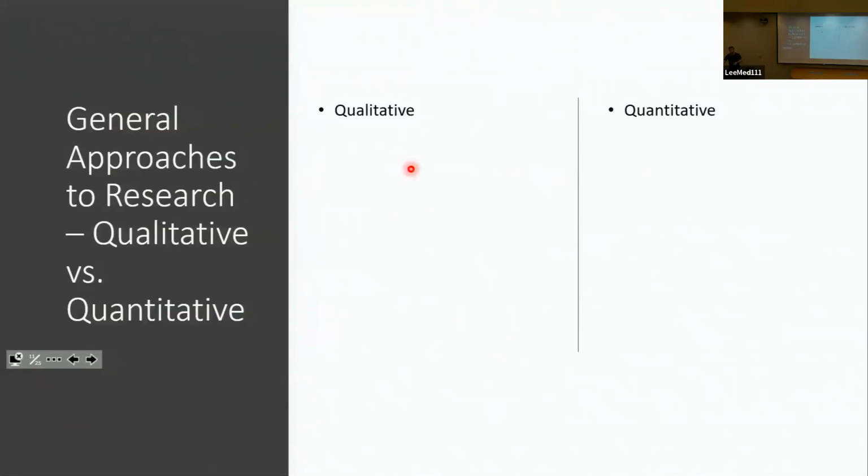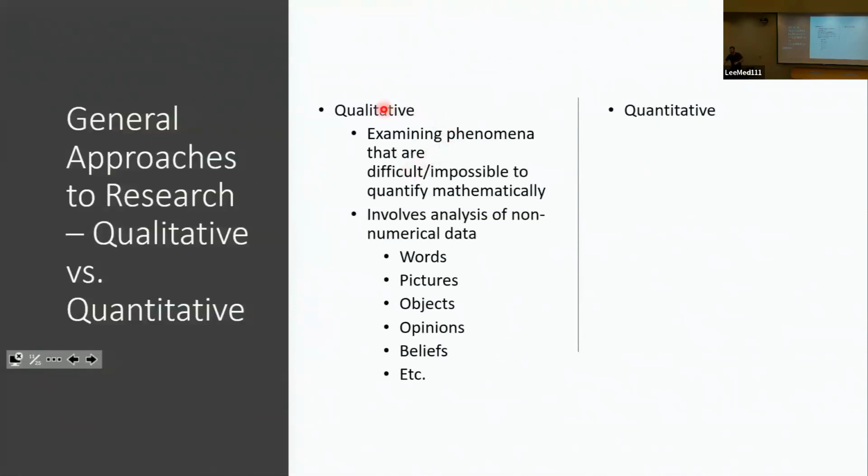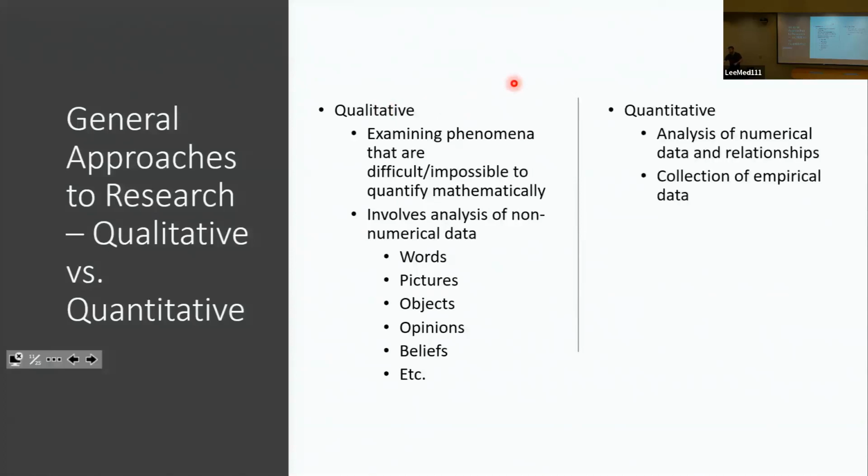With qualitative research, what we're doing is examining phenomena that are difficult or impossible to quantify mathematically using numbers. So this could involve the analysis of non-numerical data, so things like words or pictures or objects or opinions or people's beliefs. Things that are really difficult to attach a number to, and then to run it through some statistical analysis. In comparison, quantitative research is the analysis of numerical data and relationships, and it involves the collection of empirical data, data that you can attach numbers to.